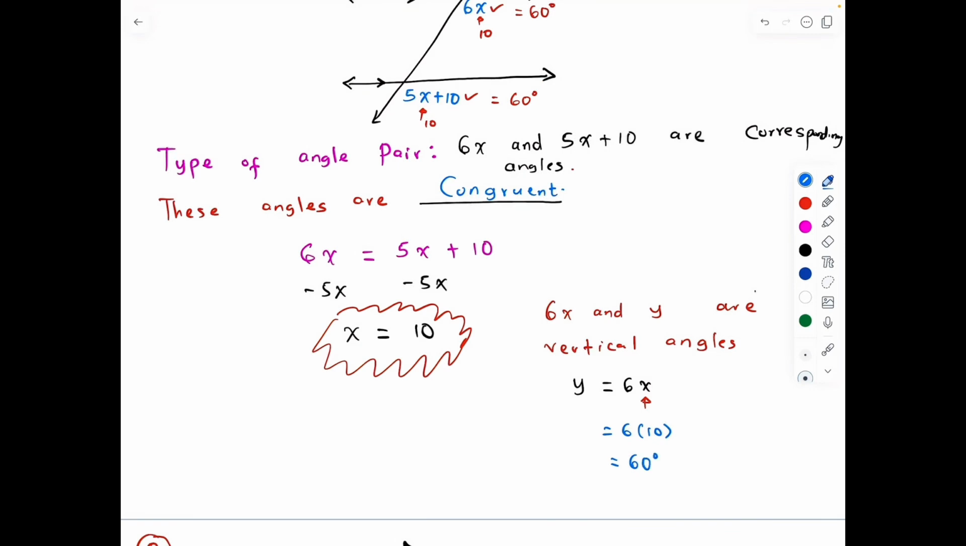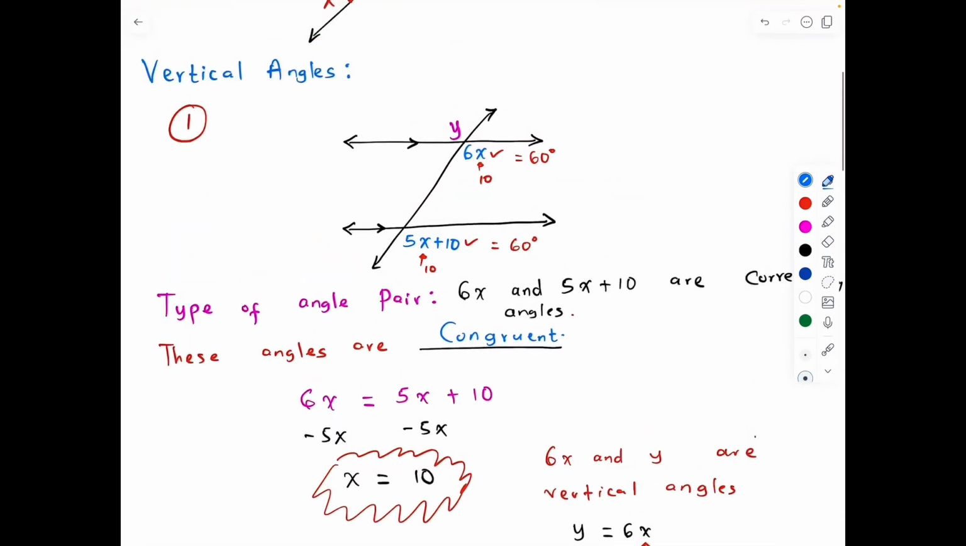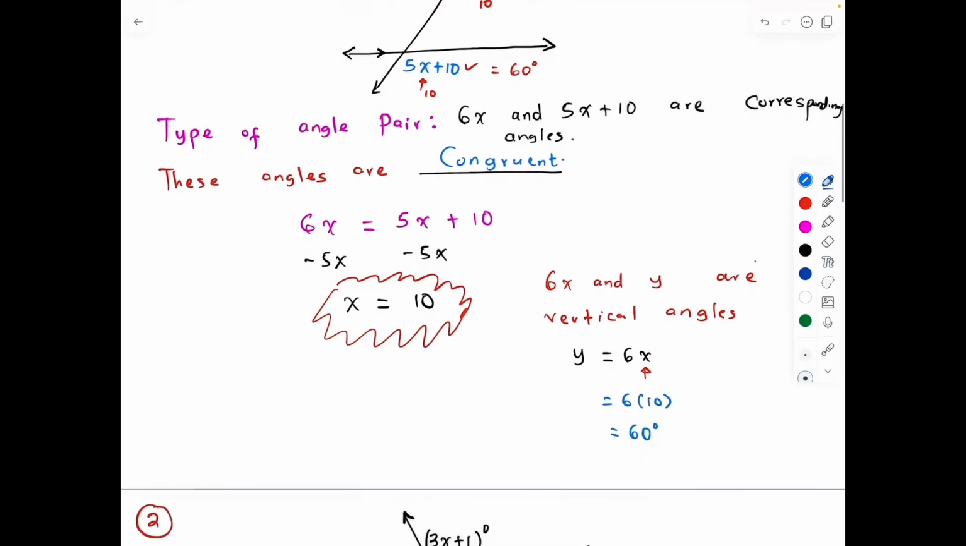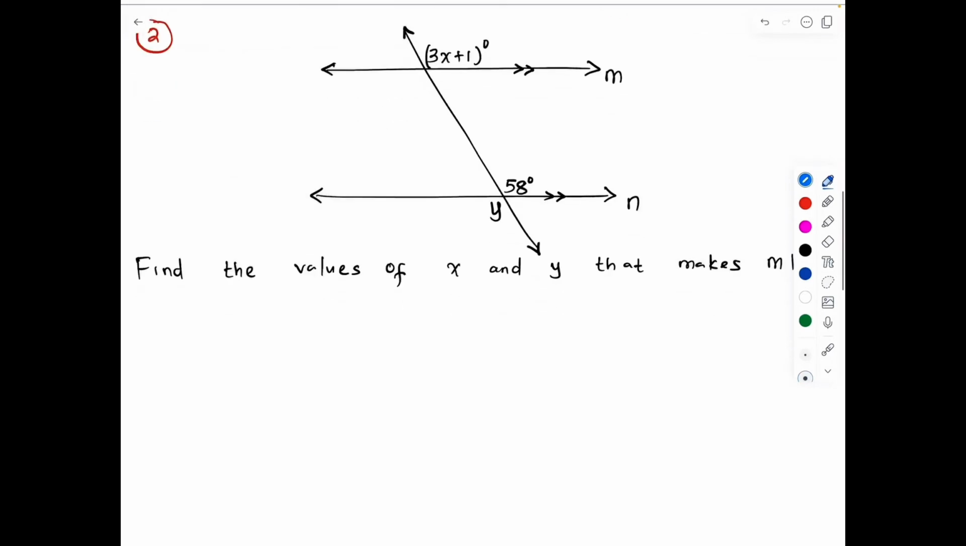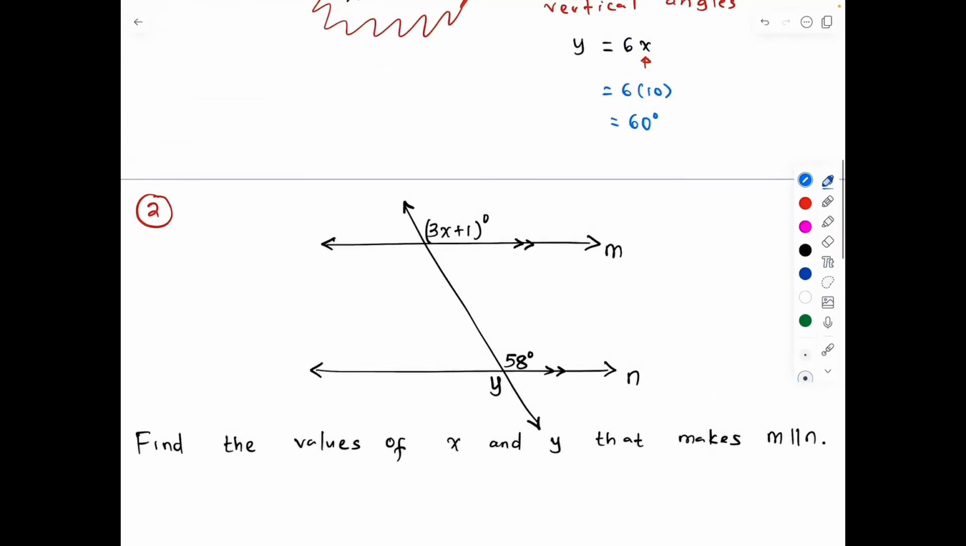So if I go back to my question, now I have this to be equal to 60, and then I can go ahead and solve the next question. The next question I have is this interesting question right here. Looking at this question, we know that we were given two parallel lines, and the question is asking us to find the value of x and y that makes m parallel to n.